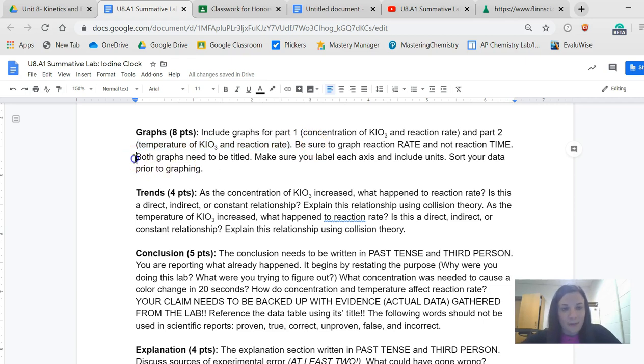Make sure that we follow all of our good graphing techniques. It should be titled. We should have labels on each axis, and it should have units. So if your x-axis is concentration of potassium iodate, that would be your label. The unit would be capital M, molar.